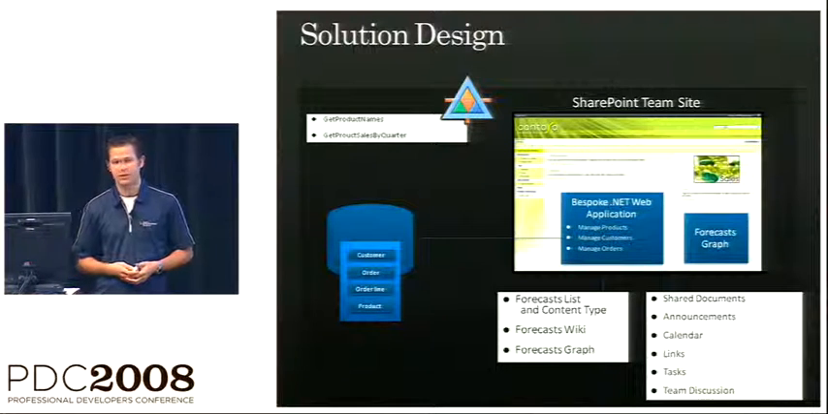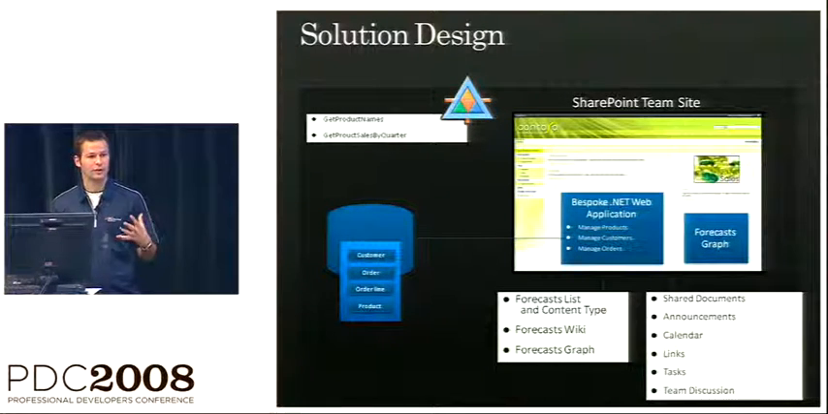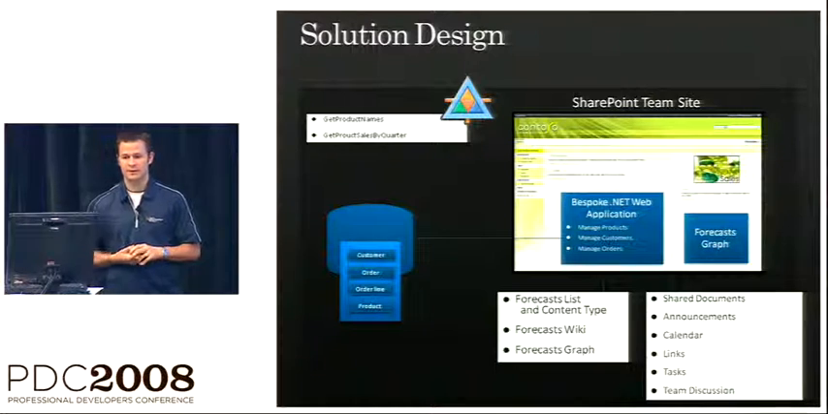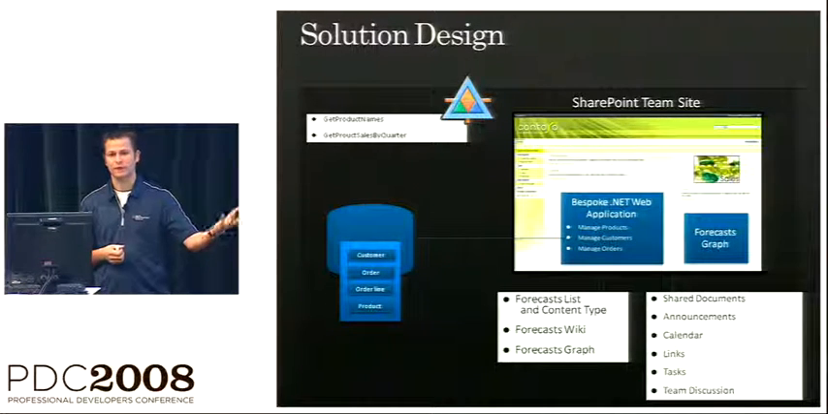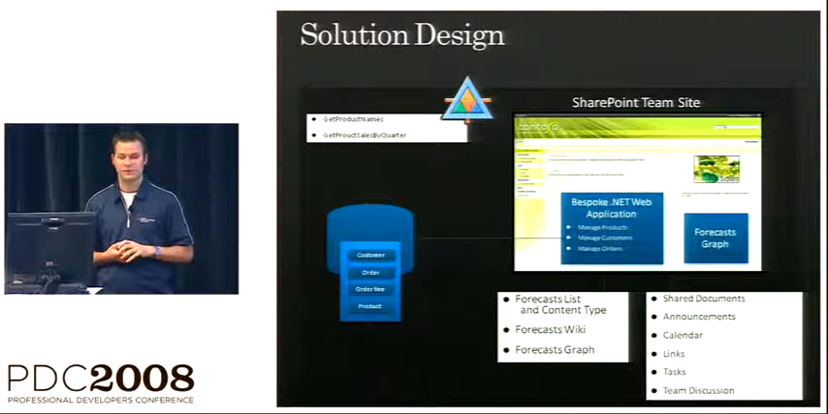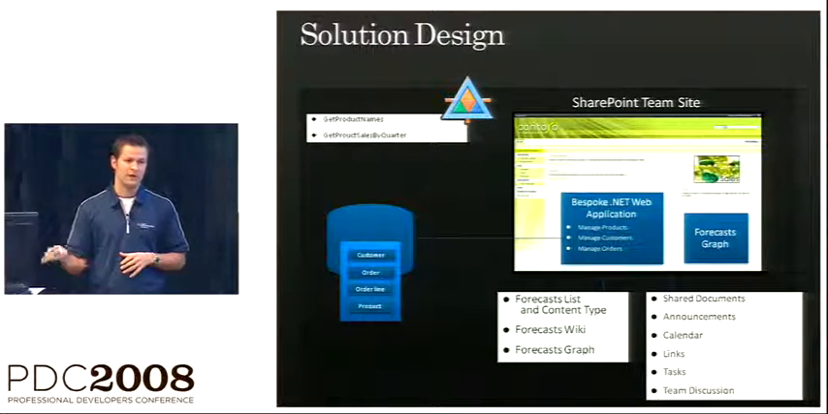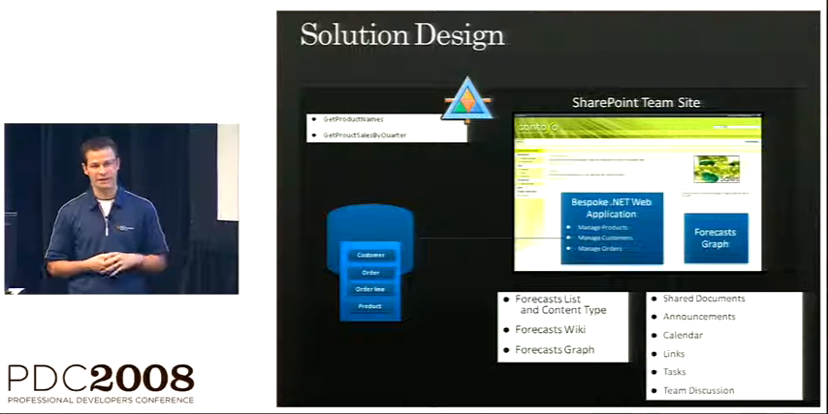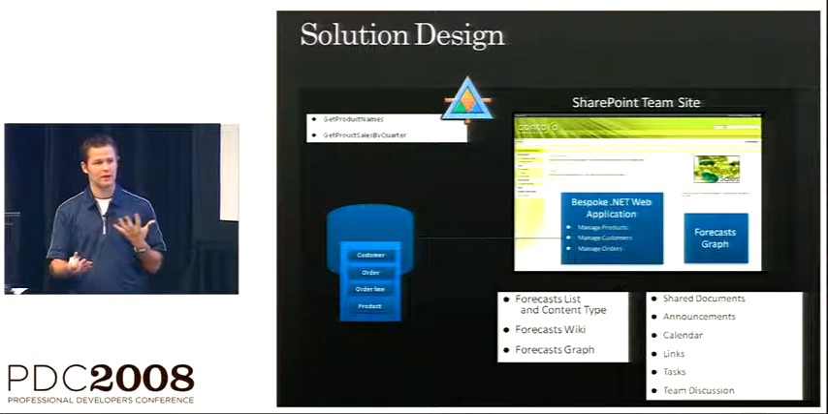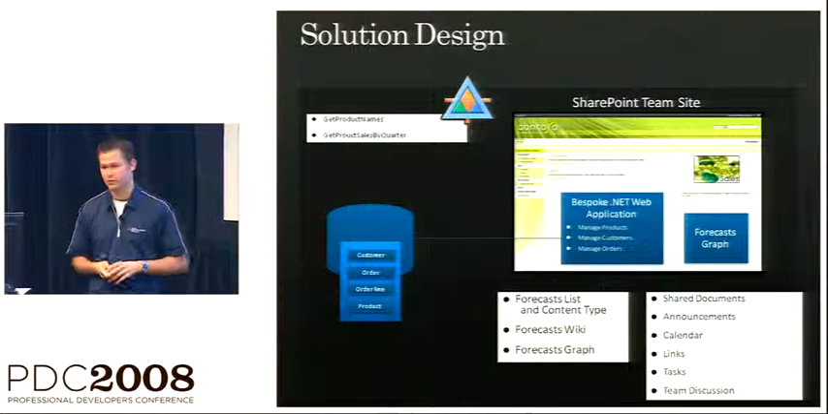And then finally, we're going to build up a forecast graph control that allows us to aggregate that data, pull the data from the WCF web service for the sales information, aggregate it with the forecast data from the SharePoint list that people will be entering, and show them in a nice Silverlight using the new graphing controls.